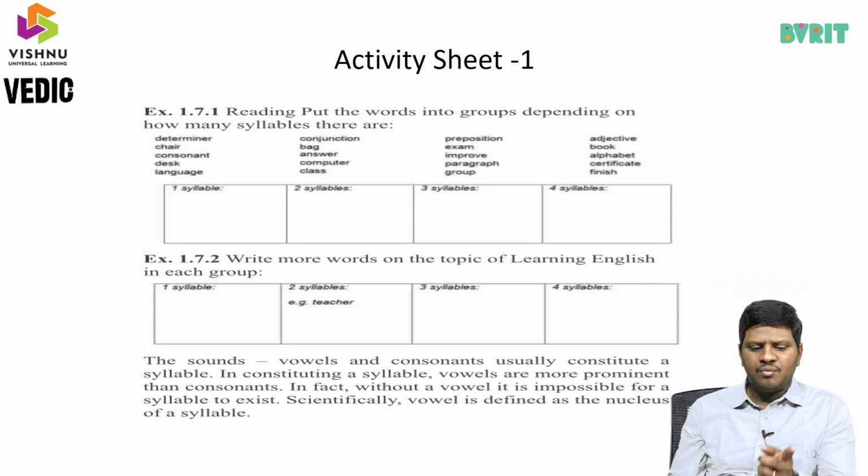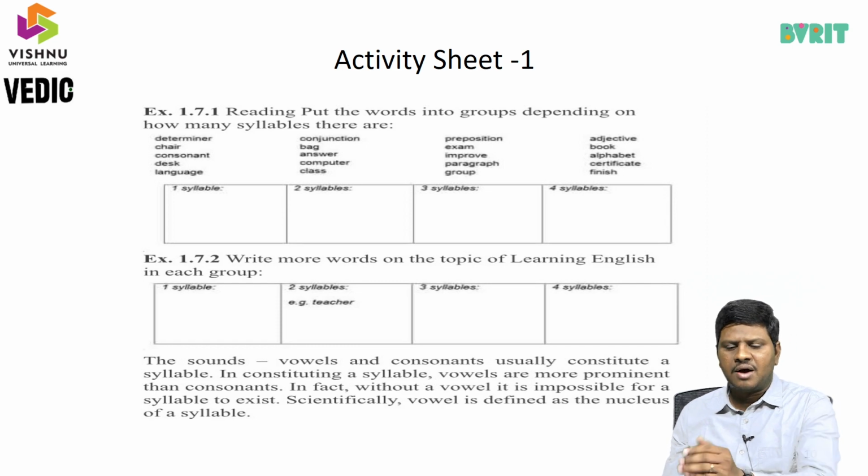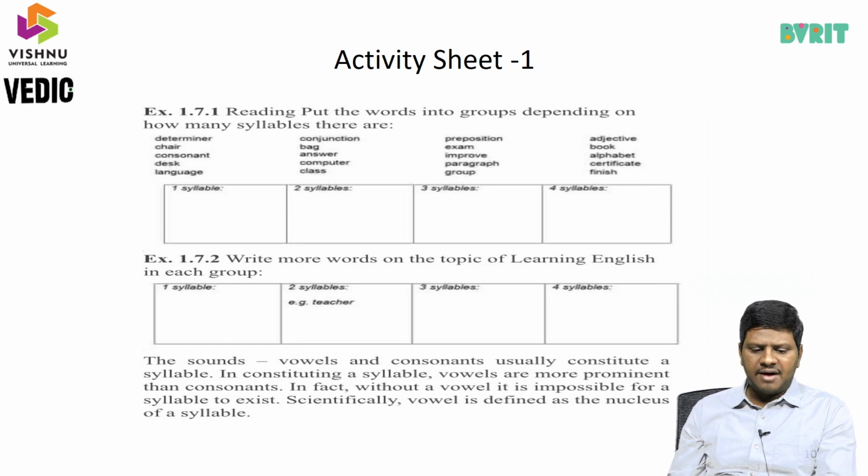Okay, in one syllable means one syllable word they have to add there, and two syllabic words means disyllable words they have to add there, and three syllables means trisyllabic words they have to add there, four syllabic means polysyllabic words they have to add in that box. And after that, write more words on the topics of learning English in each group.